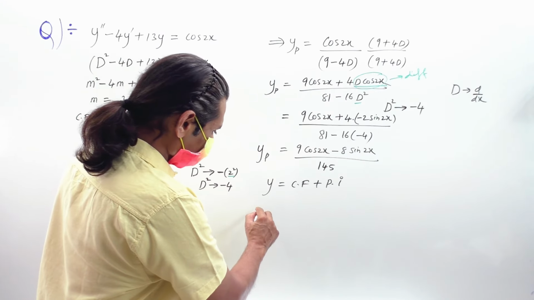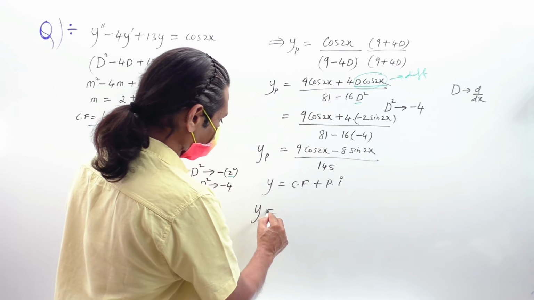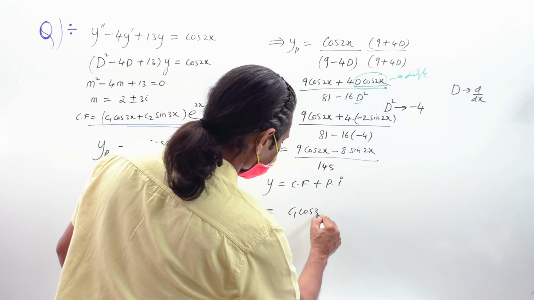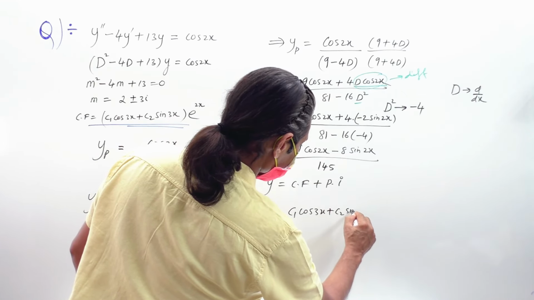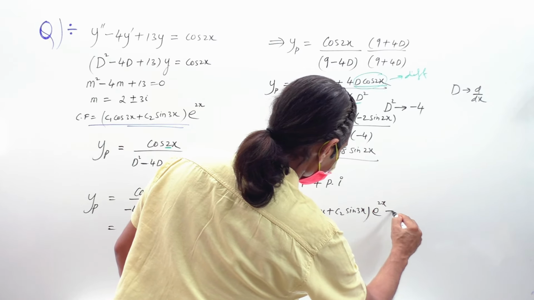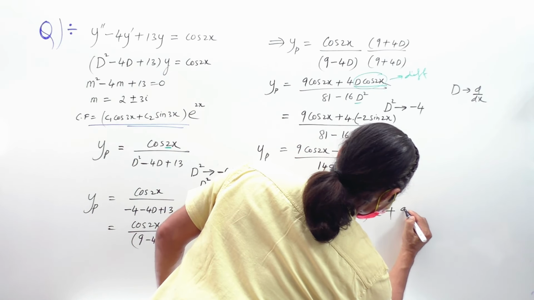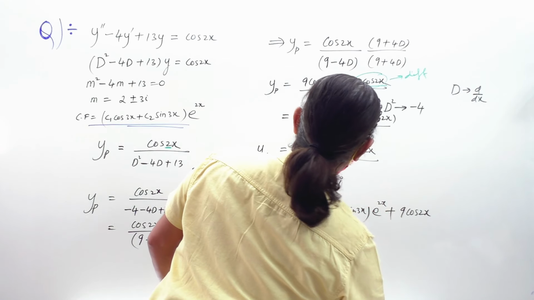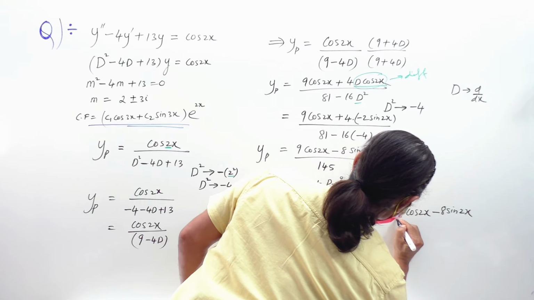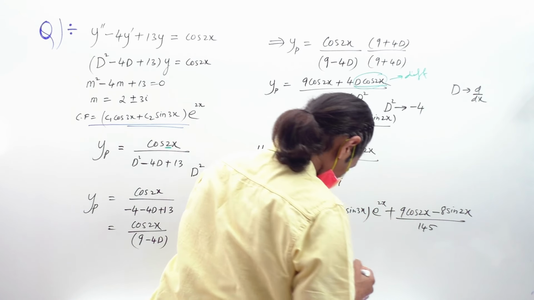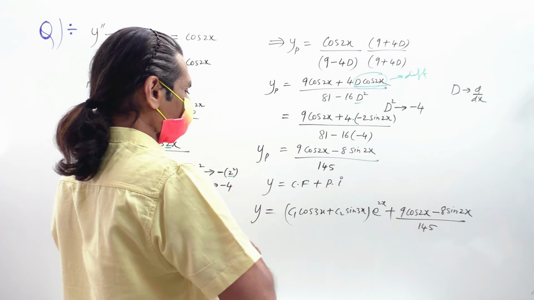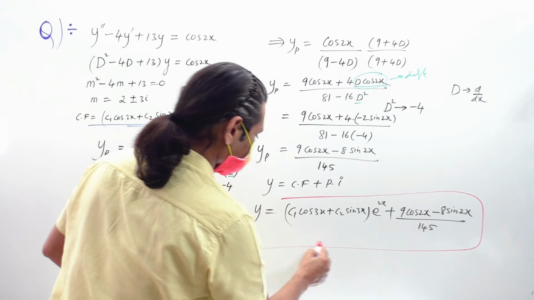So this will be now, write the entire solution, add the PI to CF. We have CF as C1 cos of 3x plus C2 sin of 3x whole into e raised to 2x plus, what's this PI? It's 9 cos 2x minus 8 sin 2x upon 145. This is my answer. Okay, I hope you clearly understood how to find a solution.